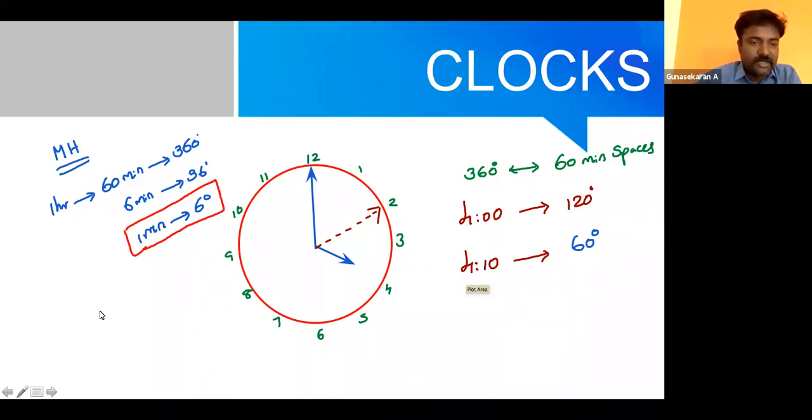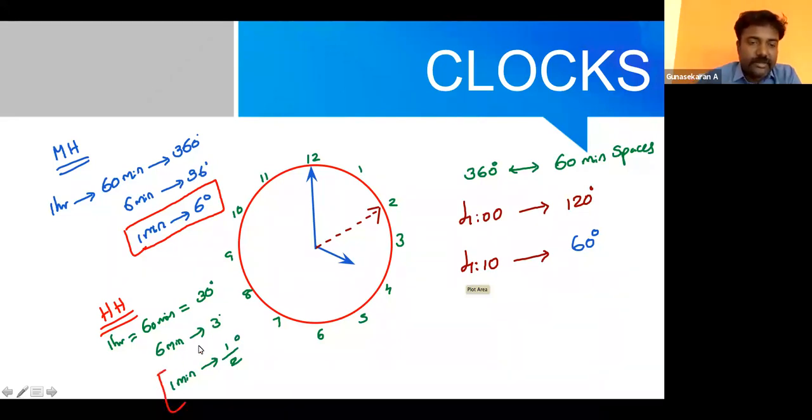Everything is fine. Now take the hour hand. In 1 hour, how much will it move? The hour hand will move 30 degrees. 60 minutes, 30 degrees means 6 minutes, 3 degrees. Every minute it is moving how much angle? Half a degree. That is the most important concept. Every minute the hour hand is moving half a degree. It is moving only half a degree. That's why it is not visible to us, but it is moving.